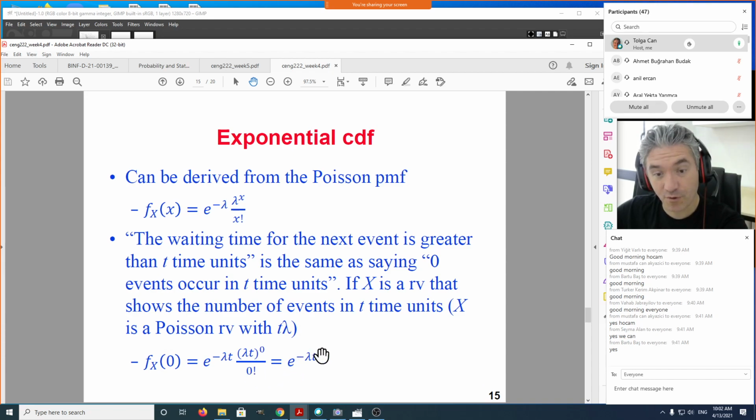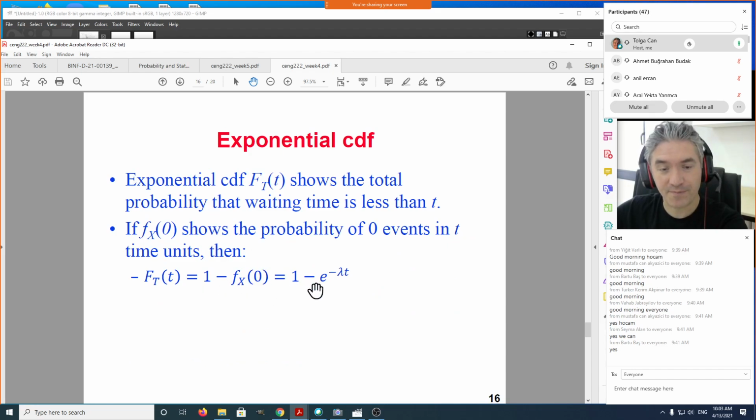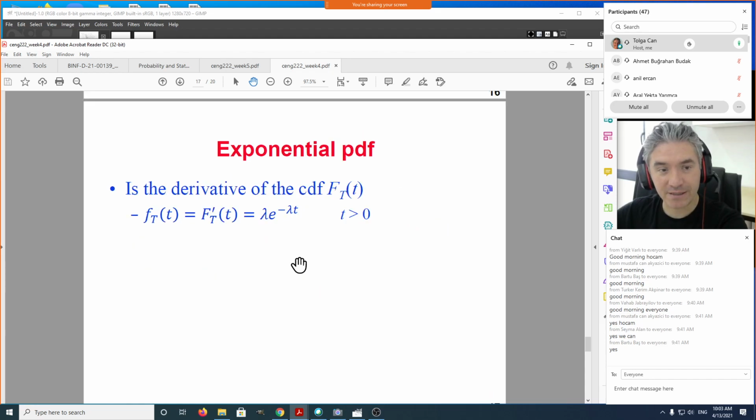So this is the probability of observing 0 events in t time units, meaning that the probability to observe your event in less than t time units is 1 minus e to the minus lambda t, which is our CDF. So this is the exponential cumulative distribution function, which gives the probability to observe the next event in less than t time units. And by taking the derivative of this, we get the exponential probability density function, which is lambda e to the minus lambda t.